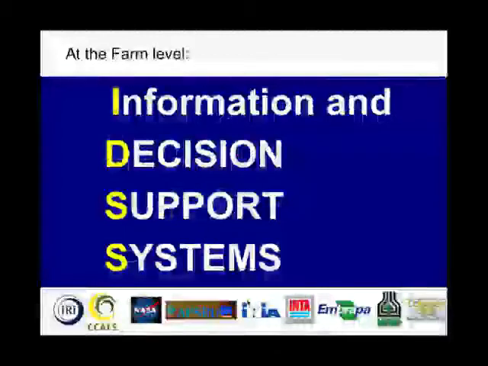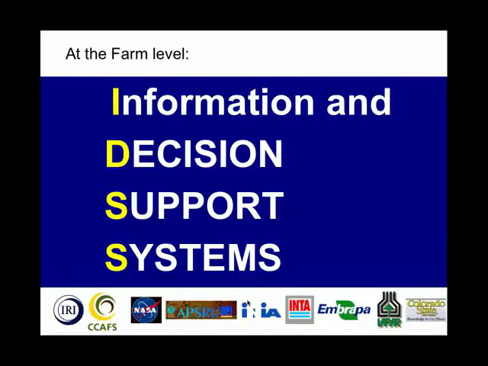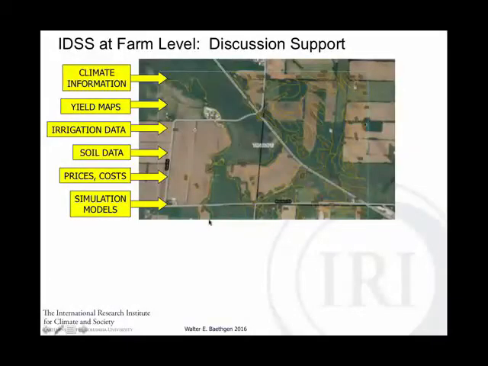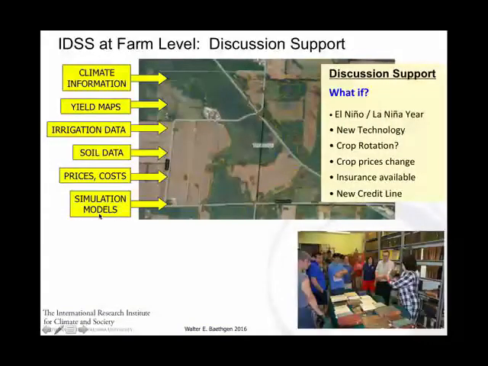decisions and plans. Now, at the farm level, what we have learned is that this approach of information and decision support systems are excellent tools for discussion support systems. What do we mean by that? At the farm level, we have a lot of information, maybe climate, yield maps, irrigation data, soil data, prices, and we can use simulation models and then try to answer the questions of what if. For example, what would happen if I use this technology, if I use this crop, and if we have an El Nino or La Nina year?